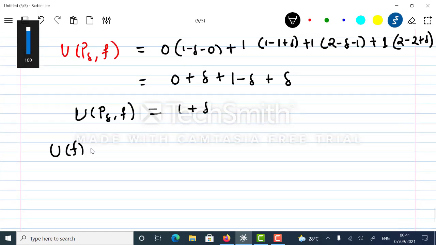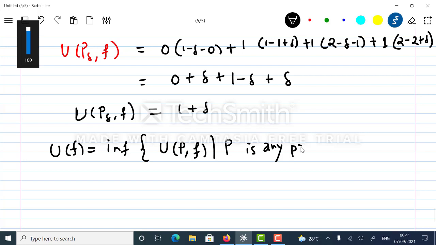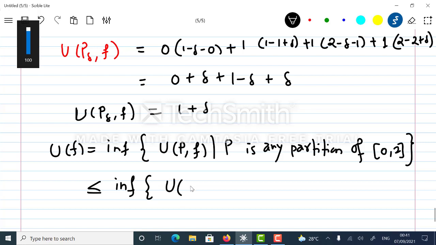But we know what UF is. My UF is the infimum of all U P F such that P is any partition of the closed interval 0, 2. Now this is very important: this is definitely less than or equal to the infimum of U P delta F such that P delta is a partition of the interval.